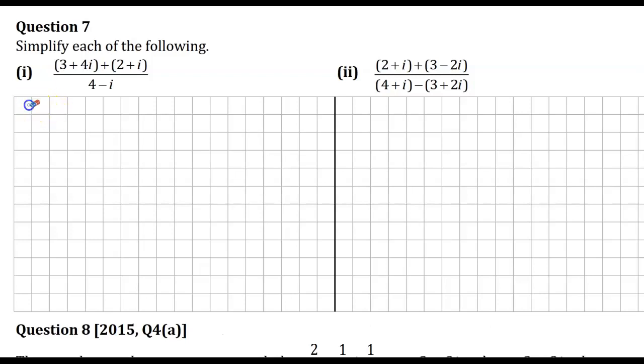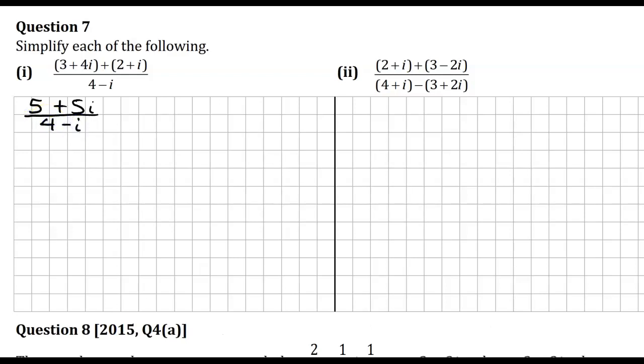Okay, so the first thing we're going to do with this is we're going to tidy it up. So we're going to do the addition that's on the top. So 3 and 2 is going to give me 5. 4i plus i is also going to give me 5i. And that needs to be divided by 4 minus i.